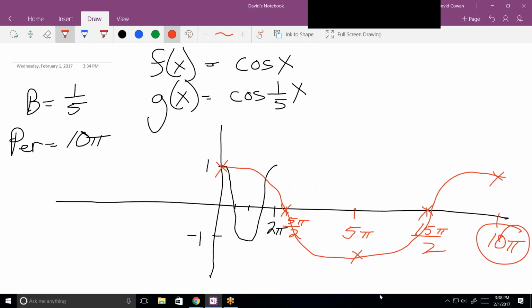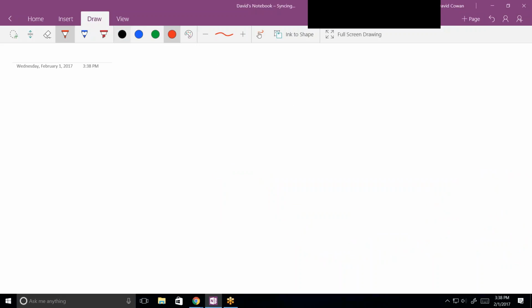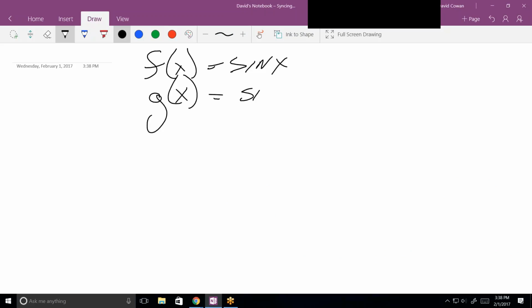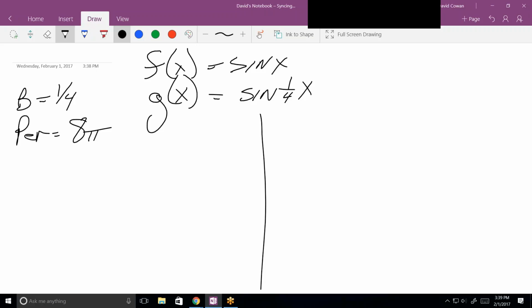Okay, the next one is a sine graph. The first is f of x equals sine of x. Second one is g of x equals sine 1/4 of x. So b is 1/4. What's the period? Period would be 8 pi. Okay. I think you know what we're going to do here. Exactly what we did on the last one.